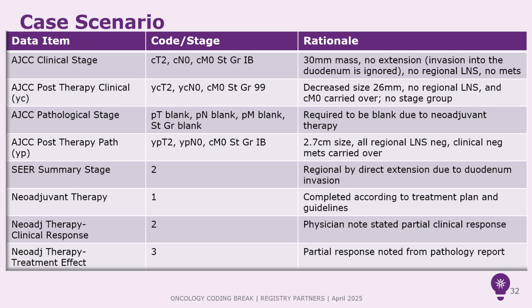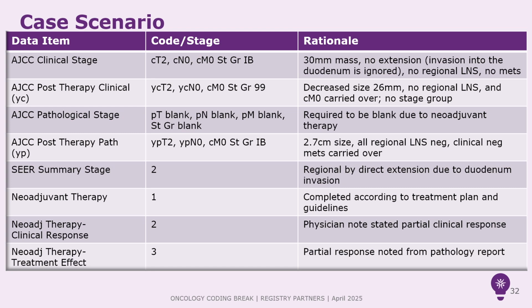Then we have the AJCC pathological stage. These are all going to be blank because there was neoadjuvant therapy. The AJCC post-therapy path, YP, will be a ypT2, ypN0, cM0, stage group 1B. The 2.7 centimeter size is our ypT2. All regional lymph nodes were examined and negative, along with the clinical negative metastatic disease carried over. So the cM0 carries over.